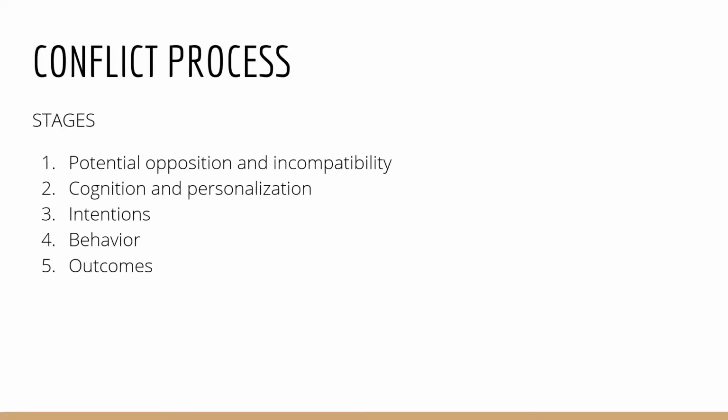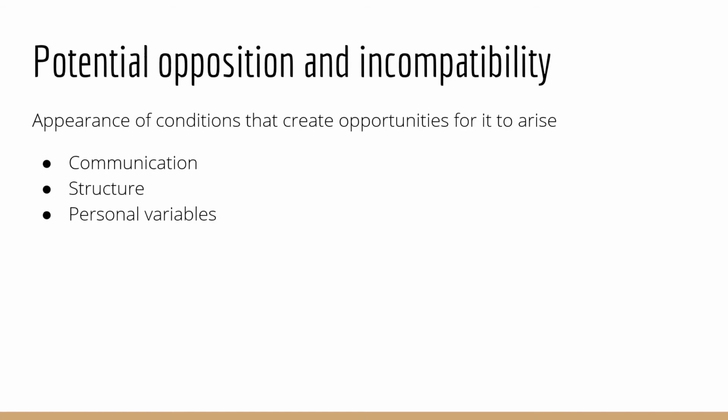Now we're going to explain the stages of the conflict process. It has 5 stages: potential opposition and incompatibility, cognition and personalization, intentions, behavior, and outcomes. Moreover, the first stage, potential opposition and incompatibility, is the appearance of conditions that create opportunities for conflict to arise. These are communication, structure, or personal variables.